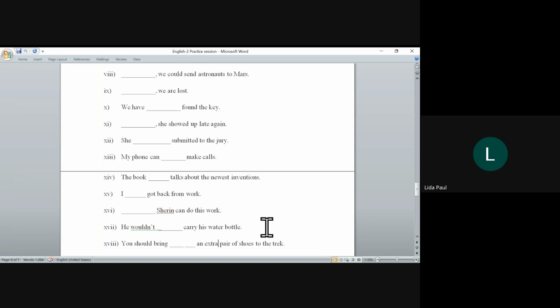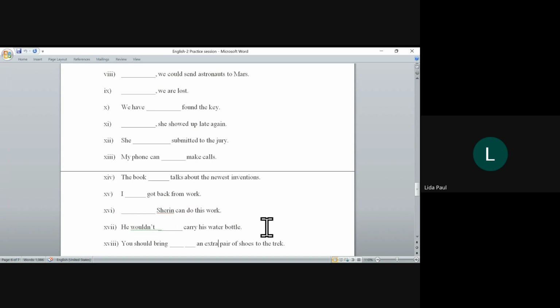The book dash talks about the newest inventions. Just. The book just talks about the newest inventions. Yes, you can write that. Or you can again use even, also, all of that there.